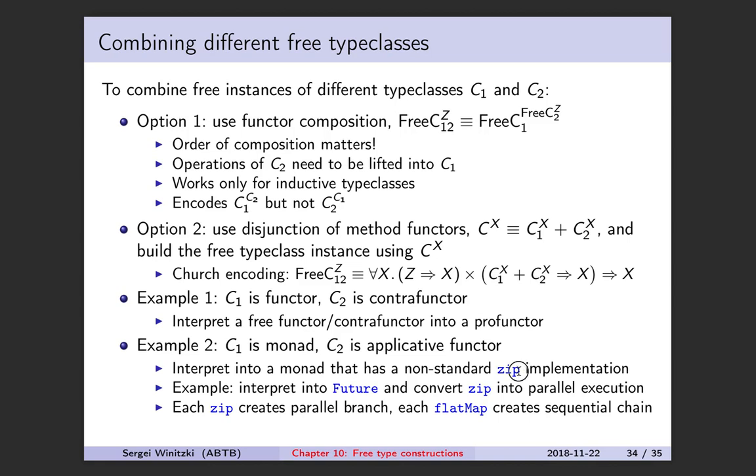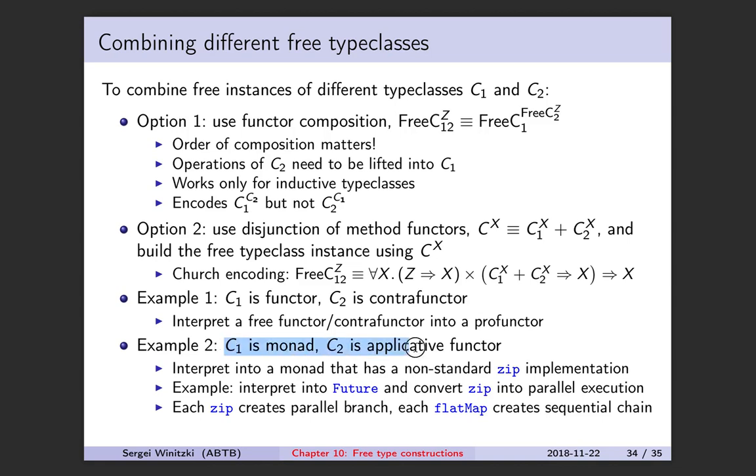In other words, an implementation of zip that is not equal to that which you get out of a flat map. And you do that for specific reasons, either for performance, so it could give you the same results, but it will run effects differently and it would have different performance. For example, imagine that you have a future monad, and then zip can be implemented as parallel execution of futures, and flat map is implemented as sequential execution of futures.